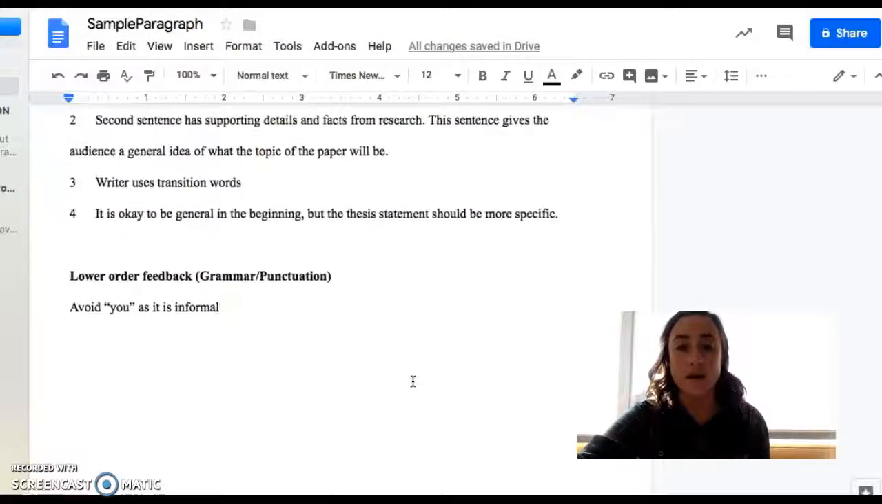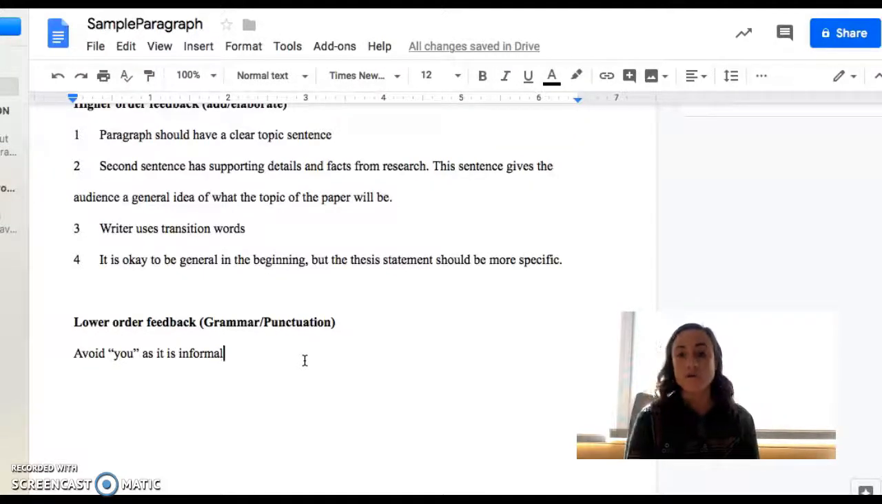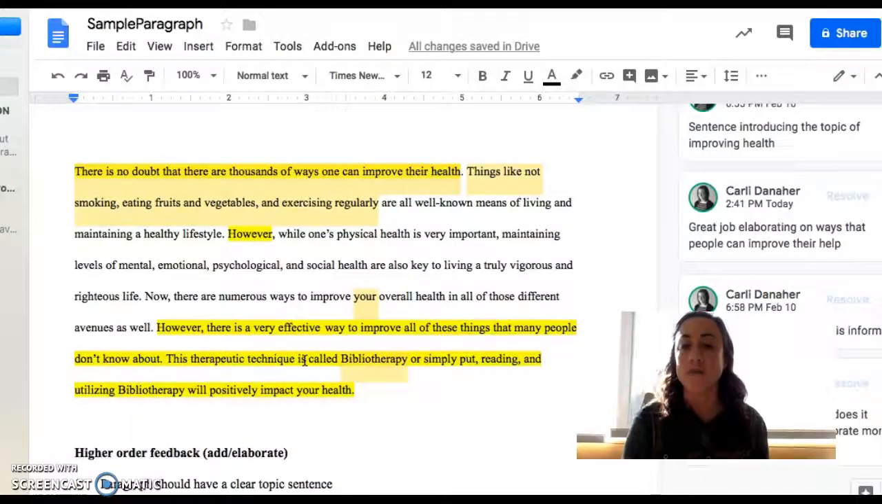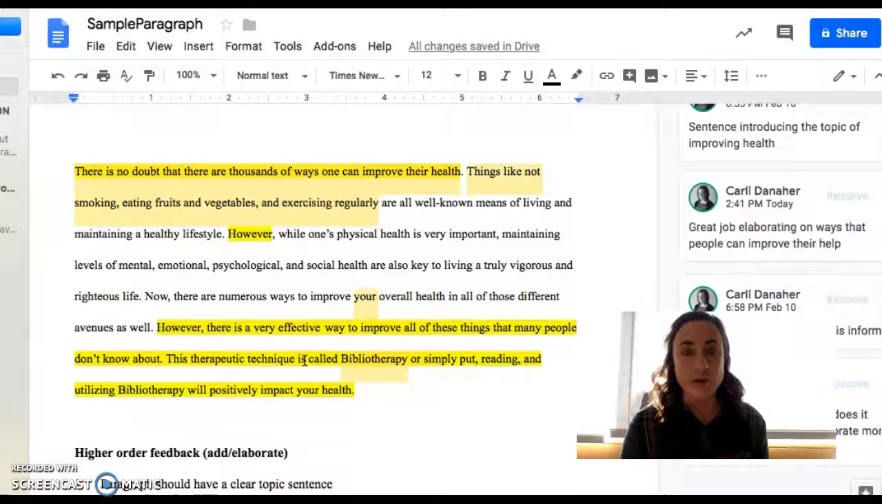When you do go back to your essays and you want to pay attention to lower order feedback, you want to look and see if you're correctly placing commas, or if you're using a period at the end of each sentence, and just small things like that. If you want to read over the paragraph again and watch the video again so you have a really good idea of the feedback that I'm providing, the PDF of this paragraph will be located on Blackboard in writing tools.